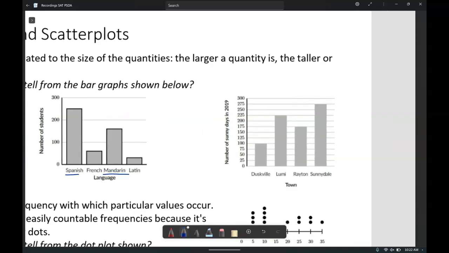Last, we can look at the number of sunny days in 2019 for these 4 cities. And again, we can compare the size of the bars, but we can also make direct comparisons, such that in Rayton compared to Sunnydale, there's 100 more days of sun. Sunnydale compared to Lumi, it's only 50 days of more sun. Or we can compare Rayton to Dustville. We can compare any 2 cities and look at the relative differences in their heights and how many more days of sun they have.